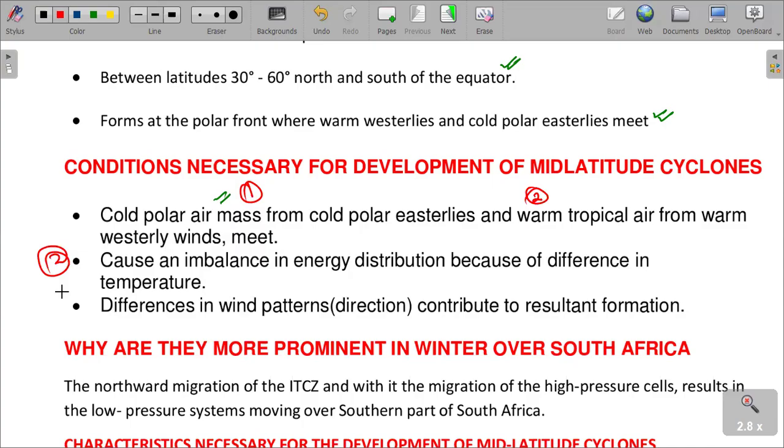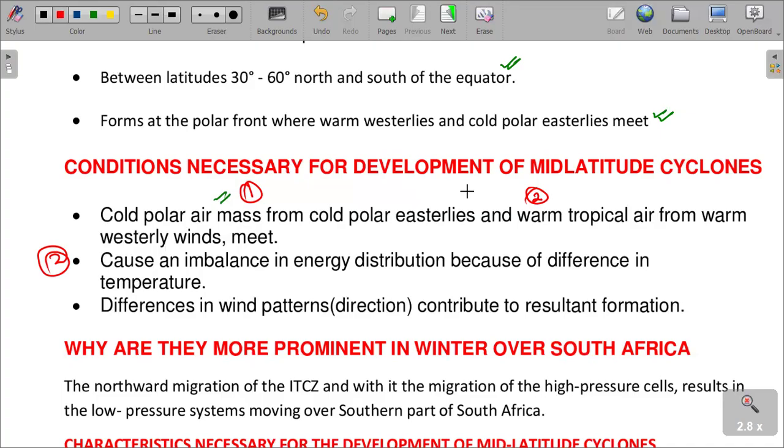The temperature variation results in the formation of low and high pressure cells. So what we are saying is that air must move from high to low pressure. An imbalance in energy distribution is also because of the differences in temperatures. The differences in wind pattern and direction contribute to the resultant formation of this mid-latitude cyclone.